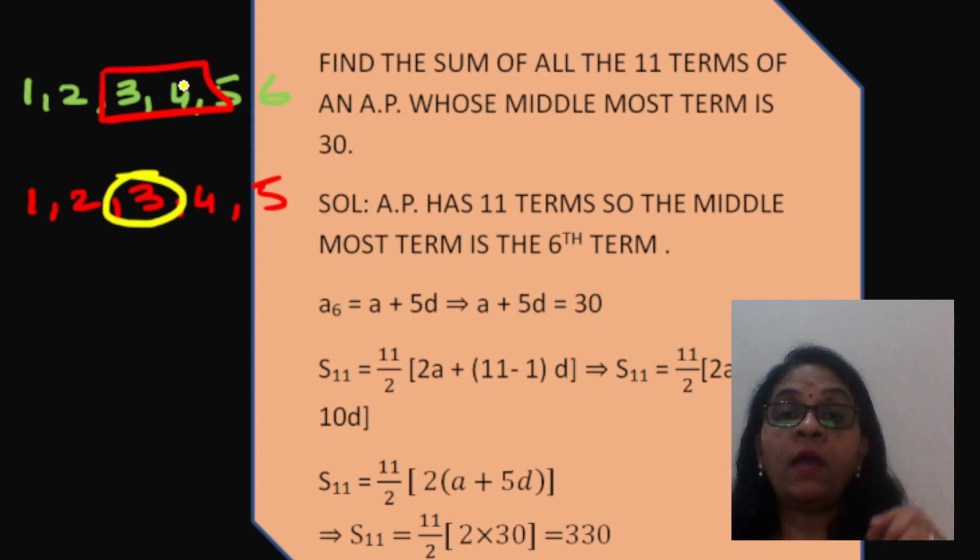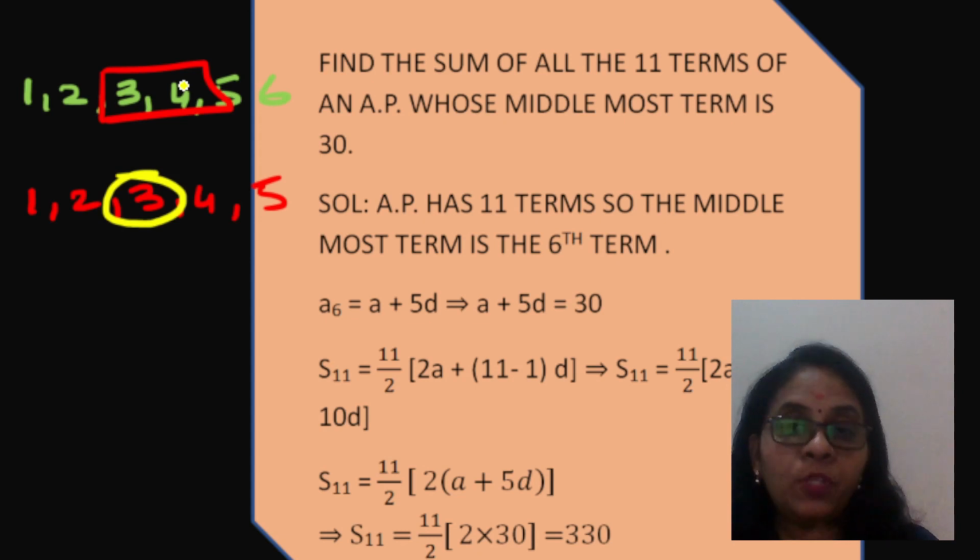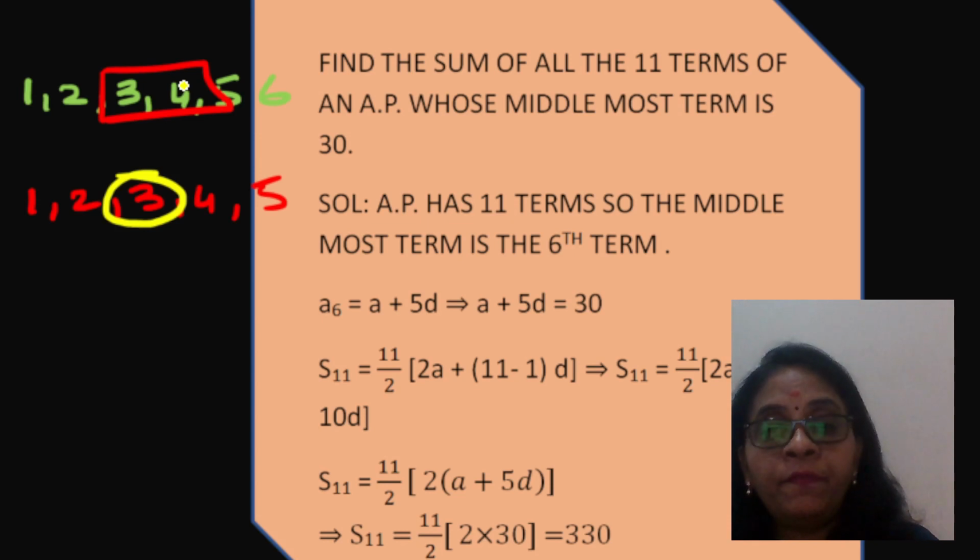Now, suppose you have an odd number of terms, that is, say 11 terms or 13 terms or 113 terms and so on. So, let us take the highest, 113 terms. You add 1, 113 plus 1 is 114, 114 by 2 is 57. So, the 57th term is the middle term for a 113-term AP sequence. Is this clear?